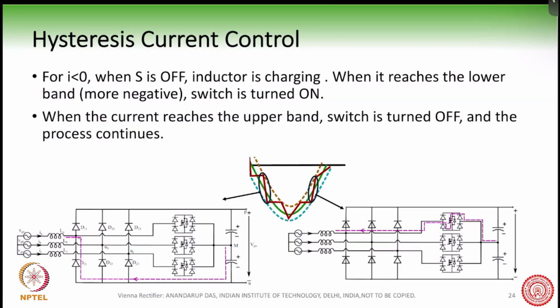And similarly, in the negative half cycle also, we will use the lower diode and the switch of the A phase or any other phase, and you will again do it within a band. And the process will continue.